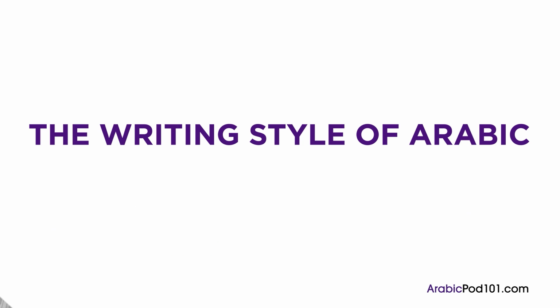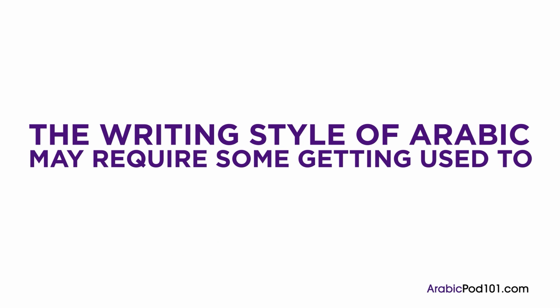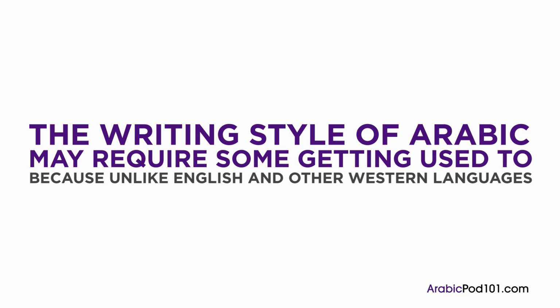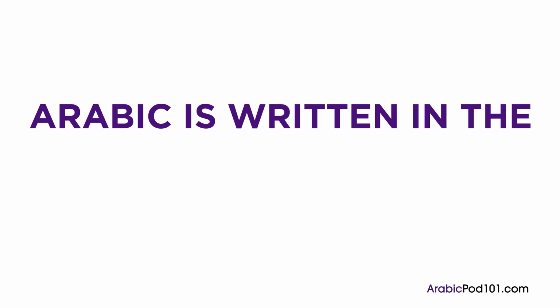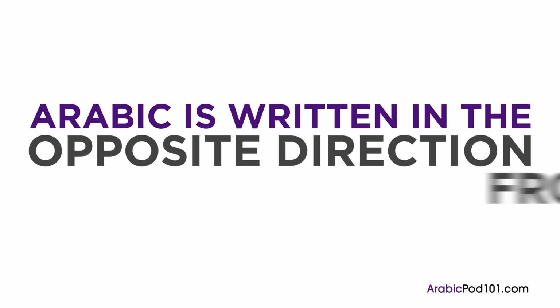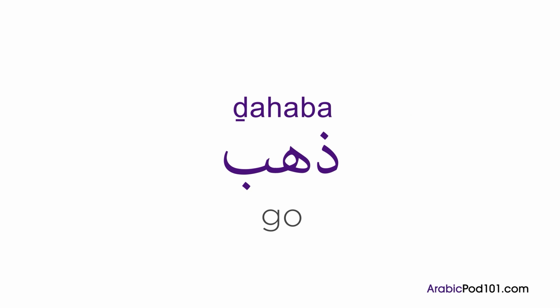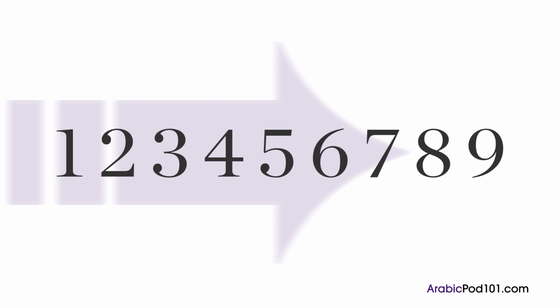The writing style of Arabic may require some getting used to, because unlike English and other Western languages, Arabic is written in the opposite direction, from right to left. So, using the previous example, ذهب. The Dhal goes first, followed by ha and then b. While words are written from right to left, numerals are written from left to right instead, so please keep that in mind.